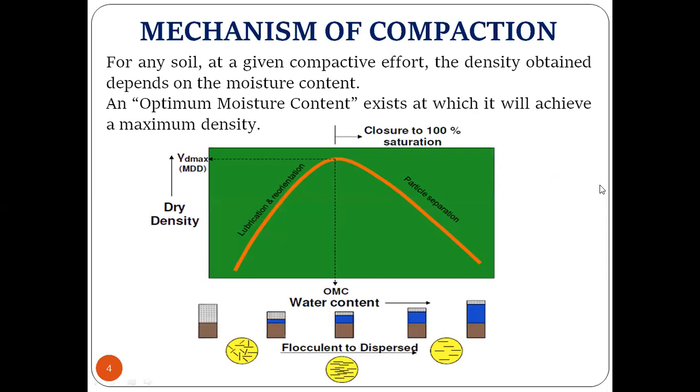So let me explain the mechanism of compaction. As I said, there are some methods I am going to use. In those methods, what mechanism do we consider so that compaction will be successful? Here you can see this graph. On the x-axis we have water content, and on the y-axis we have dry density. When we spray the water and then provide the load on it, whatever air is there in the voids will expel out.